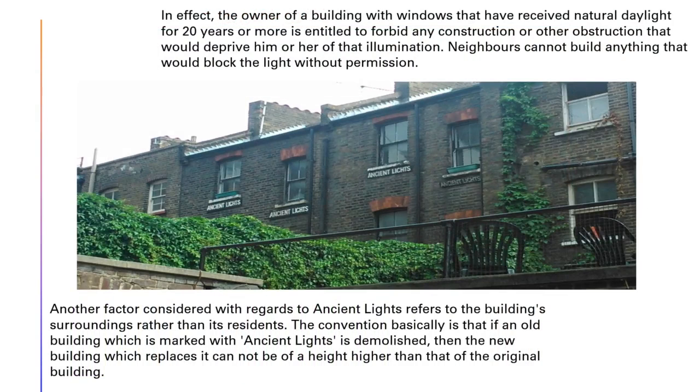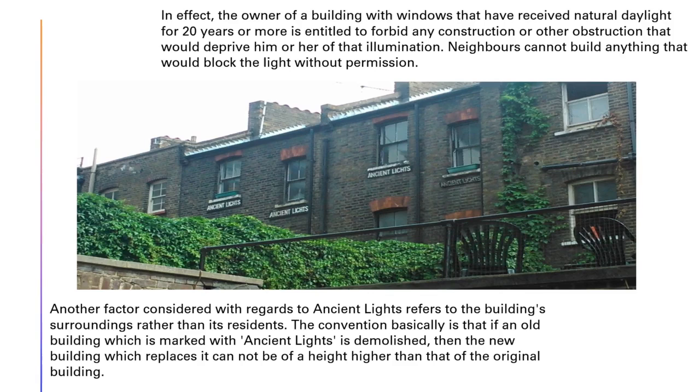A little bit nearer to our immediate past, something to do with building regulations was something called ancient lights. This is actually a fascinating story. If we start at the top: the owner of a building with windows that have received natural daylight for 20 years or more is entitled to forbid any construction or other obstruction that would deprive him or her of that illumination. So neighbours can't build anything like a big, huge conservatory next door.